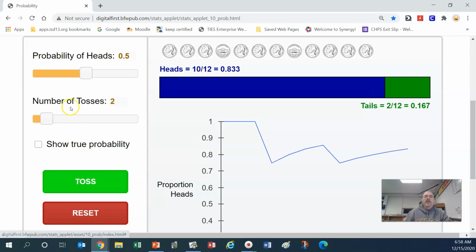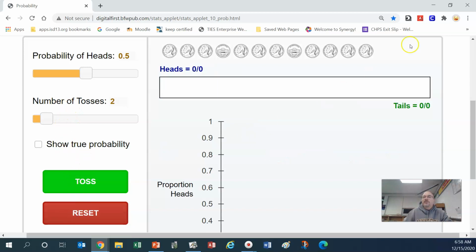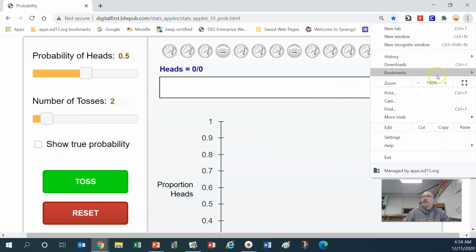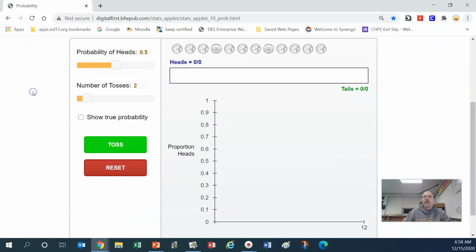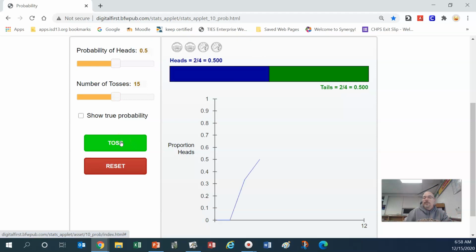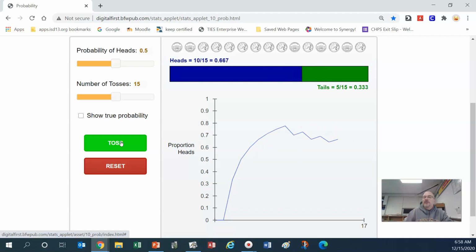Let me reset this. Let me make this a little bit smaller here so it fits the screen a little bit better. There we go. All right, so let's increase this to 15 tosses. Here we go. Watch it at the beginning and then watch what it does in the end. Wow, that was interesting. I haven't seen it do it that way before.